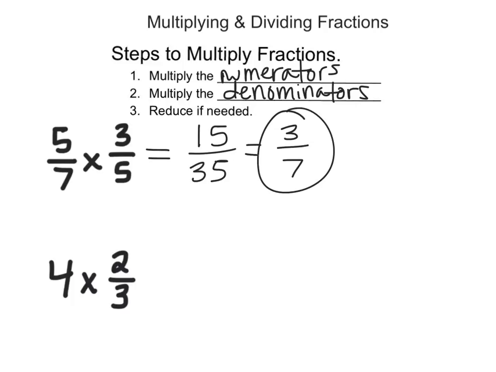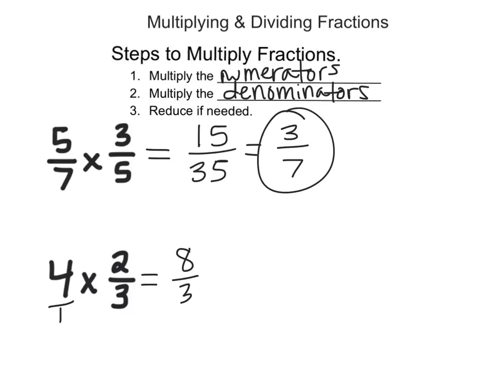Alright, so I also have 4 times 2/3. So remember we talked about in the adding and subtracting fraction lesson that this really meant 4/1. So then I can multiply my numerators again and my denominators again. So 4 times 2 is 8, and 1 times 3 is 3, so 8/3.